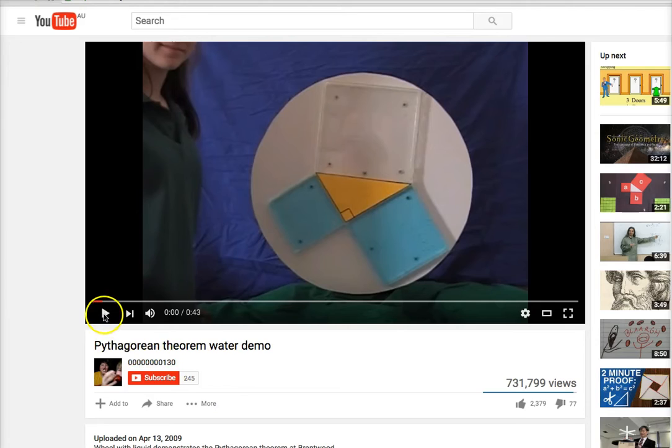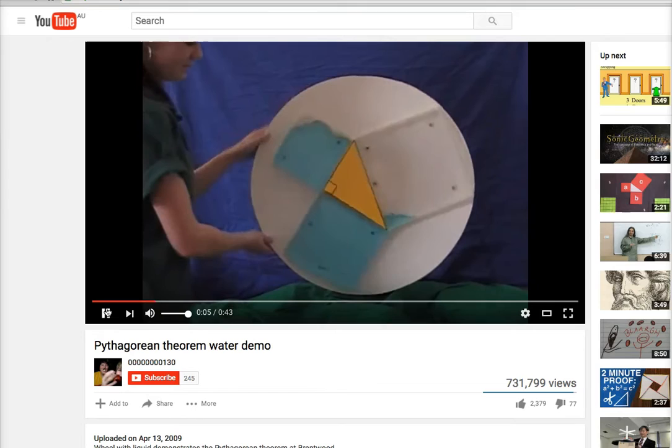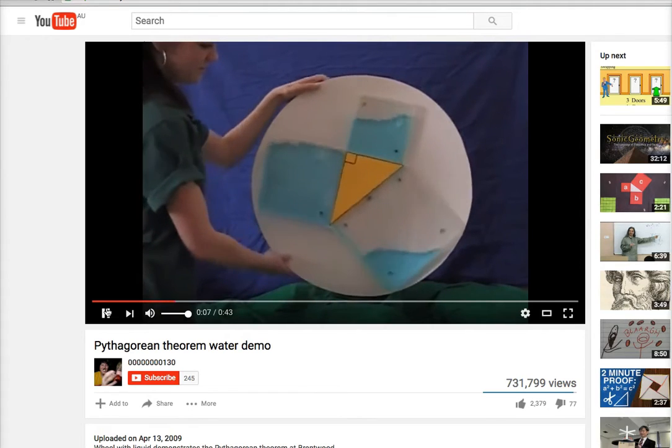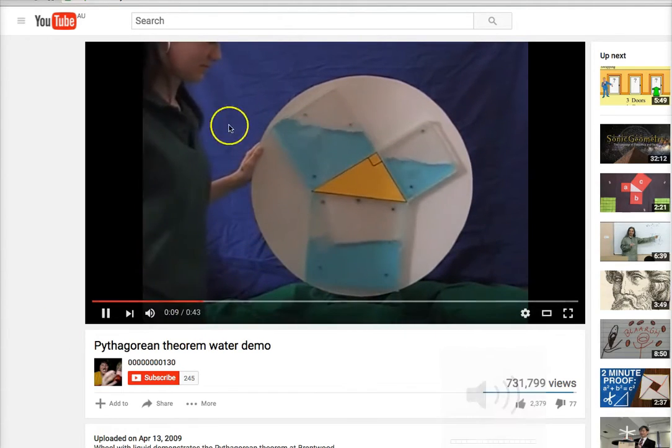Okay, girls, we're now going to watch this quick demonstration on Pythagoras' theorem. This is going to be sound. No, there's no sound with it, apart from the water. But I'll play this a couple of times.